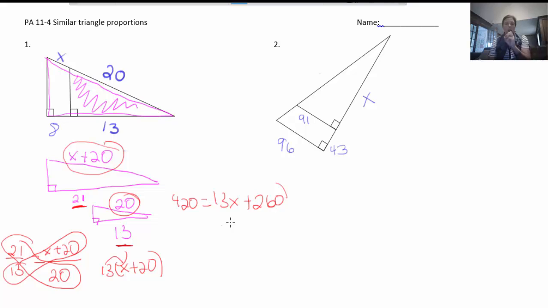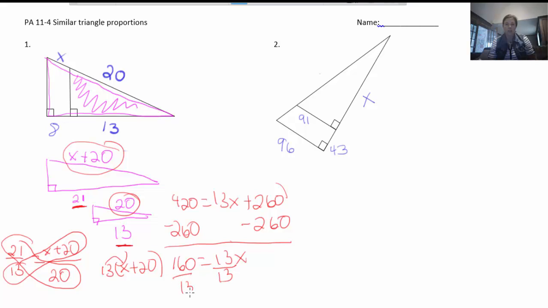So now you just solve for that x. So we have to subtract 260. Remember, our equations are never going away. So we have 420 minus 260, which is 160, equals 13x. So we're going to divide by 13. So divide both sides by 13. X equals 12.3. It's okay if it's a decimal. So x is 12.3.